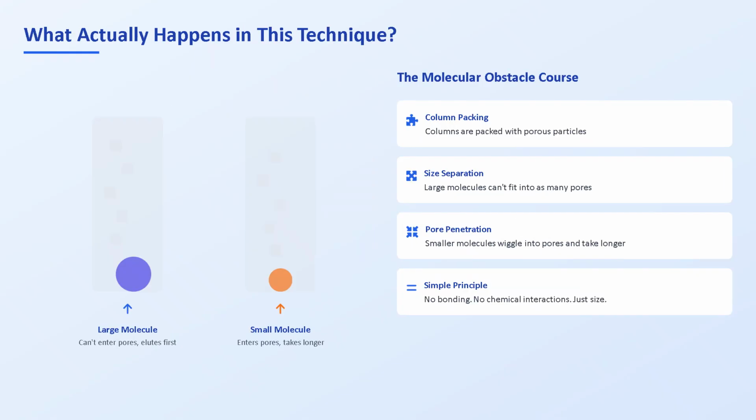Think of GPC or SEC like a molecular obstacle course. Inside the column are millions of tiny porous beads. As a sample travels through, large molecules can't enter many pores, so they shoot straight through and elute first. Smaller molecules wiggle into these pores and take longer to escape, so they elute later. That's it. No bonding, no chemistry, no interactions, just separation based purely on size. Or, more accurately, hydrodynamic volume.